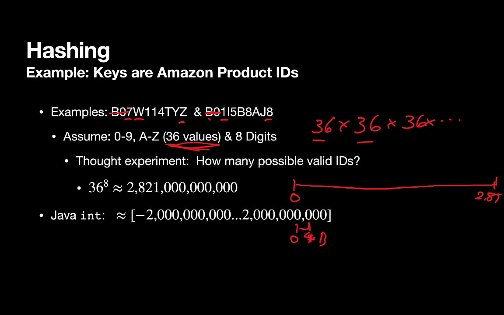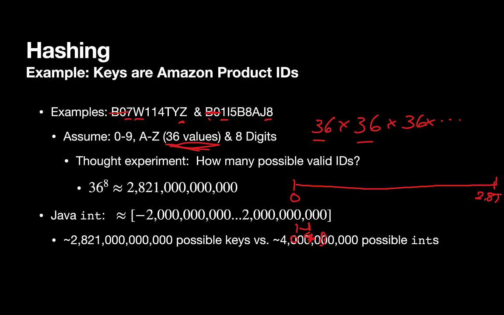the number line that we've already got. 0 to about 4 billion would just be a tiny fraction of that. In fact, it would be about 1/700th of it.